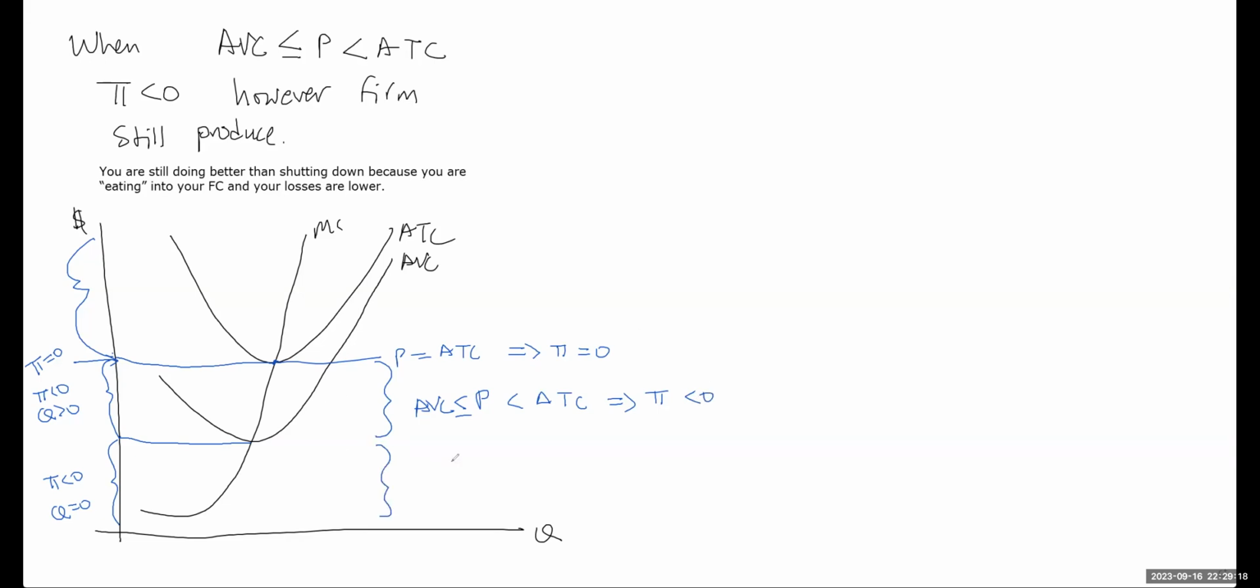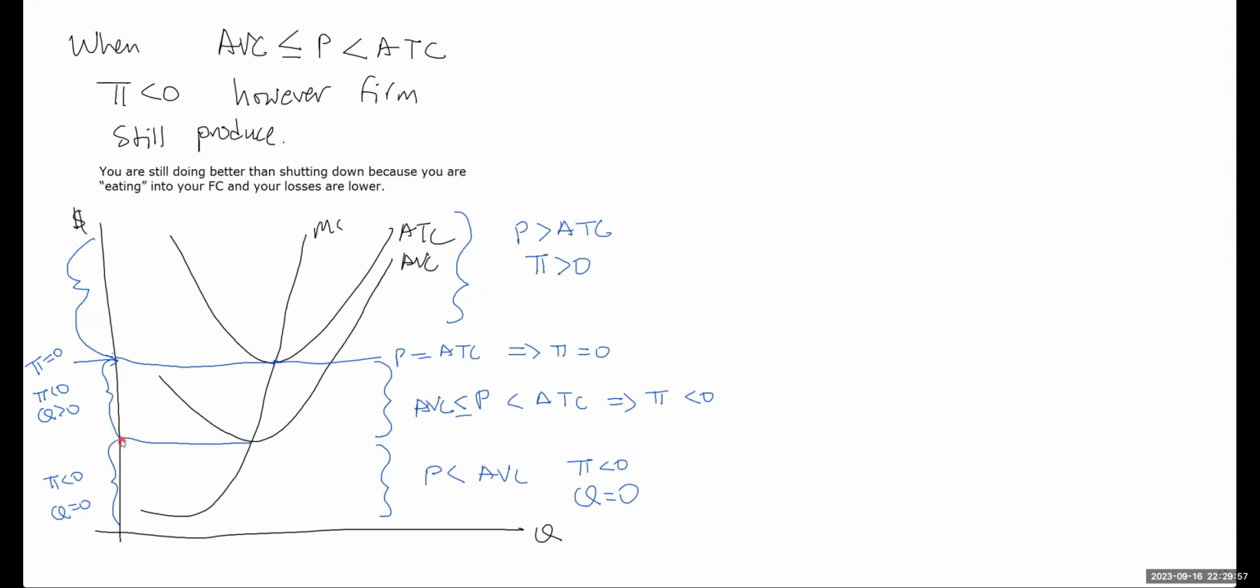This region down here, where price is less than average variable cost, you're losing money, and you decide to just shut down. It's just not worth it. And all this region up here, your price is greater than average total cost and profit is greater than 0. So that's how you could break up this graph into different regions for production.